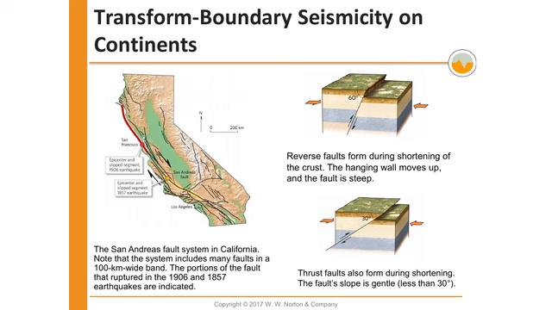The top diagram illustrates reverse faults, occurring during crust shortening, where the hanging wall moves upward, and the fault is steep, typically around 60 degrees. Below that, thrust faults are depicted, also forming during crustal shortening. The main difference is the slope of the fault is gentler, less than 30 degrees, allowing for different seismic dynamics. Understanding these structures is crucial for anticipating earthquake patterns and their potential impacts.